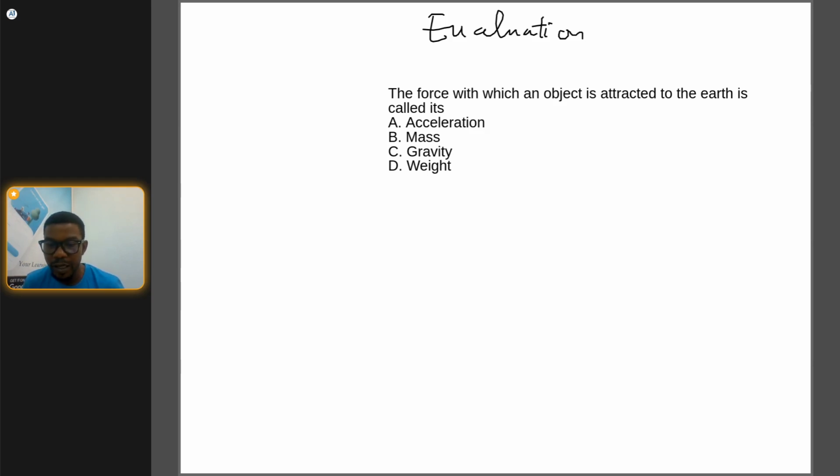Okay, Teminolua said gravity. That is correct. Gravity is the response. Yes, gravity is the response. Good. Okay, one more question. Let's take one more.